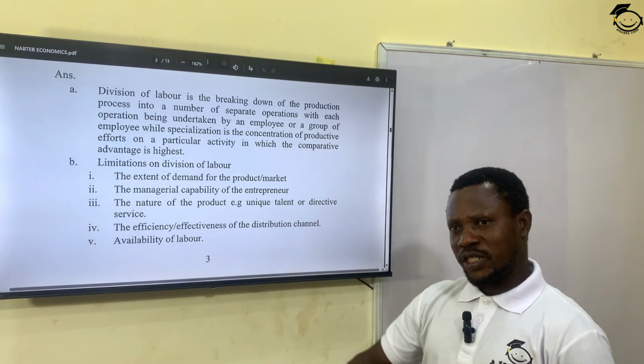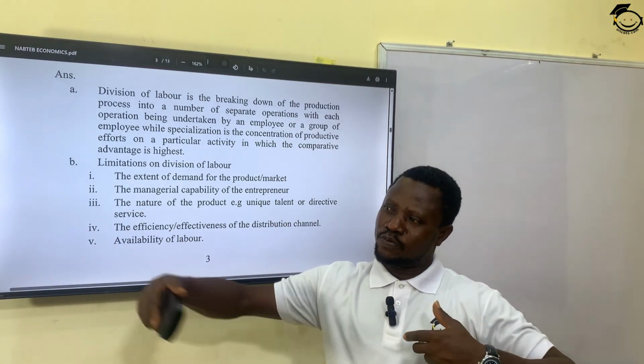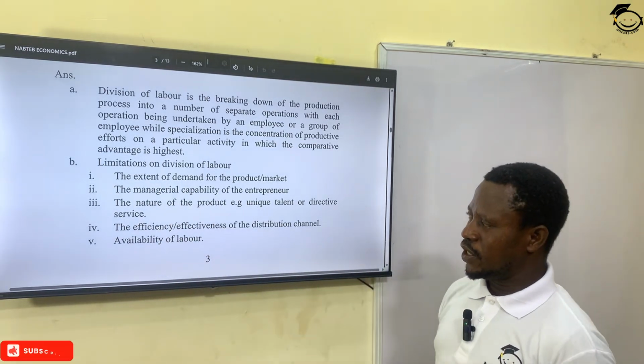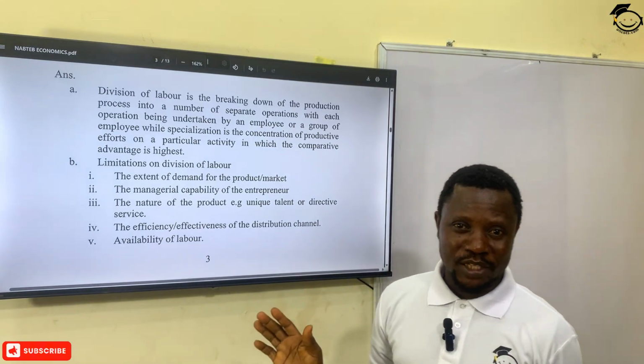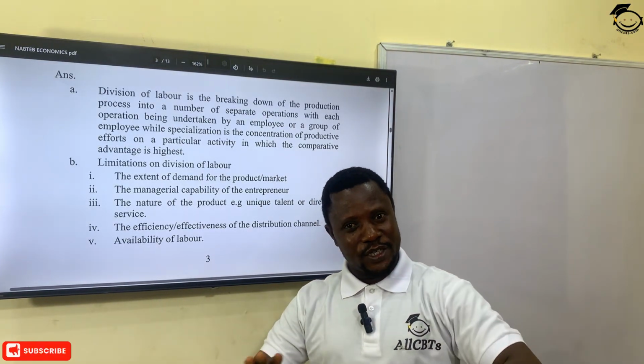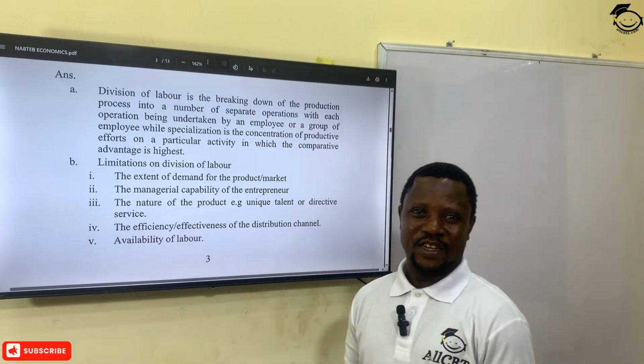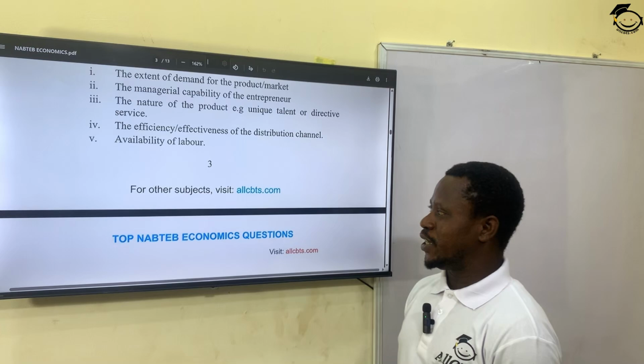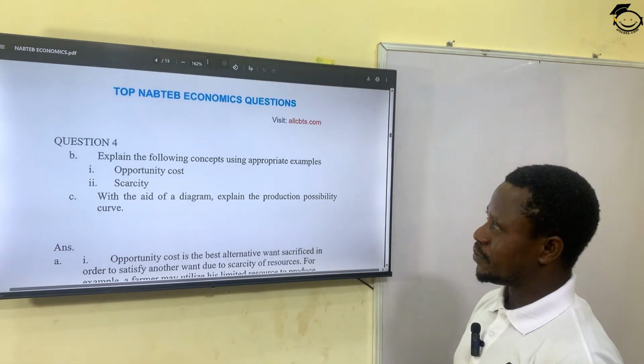And also the distribution channel. How do we distribute when we are finished with production? How do we distribute the channel? Okay? It's also very important. And then availability of labor. You cannot divide labor much more than what you have. Okay? It is the number of available labor that determines how you are going to break them into smaller units.